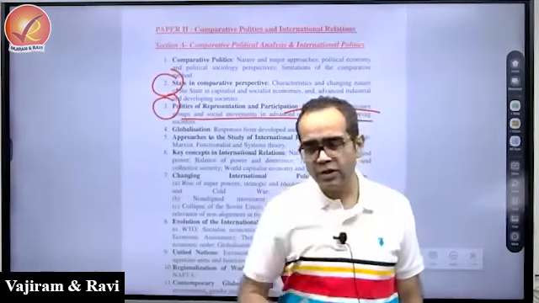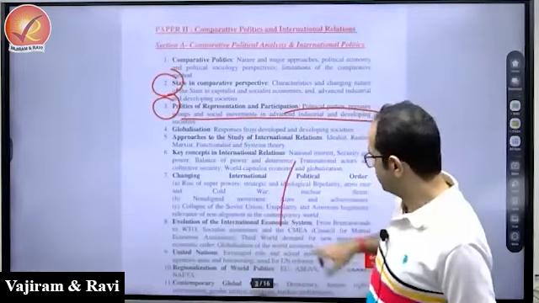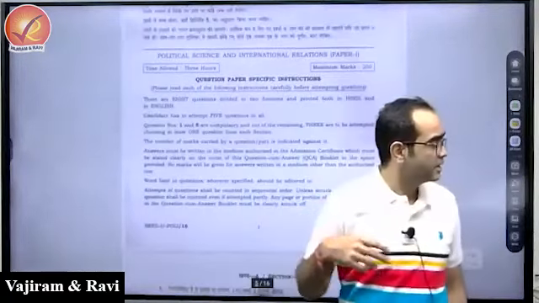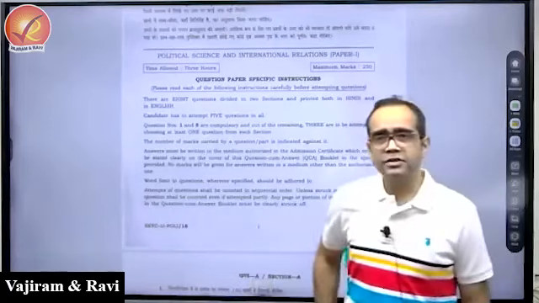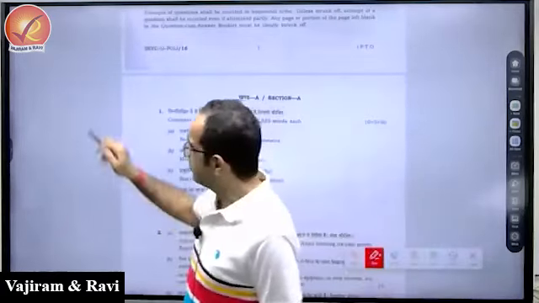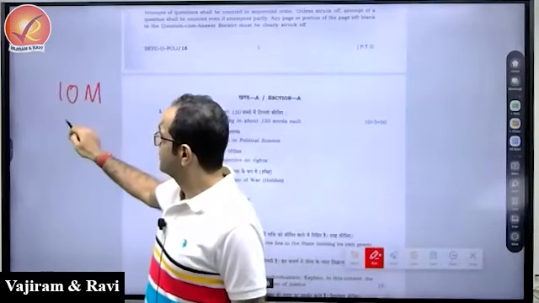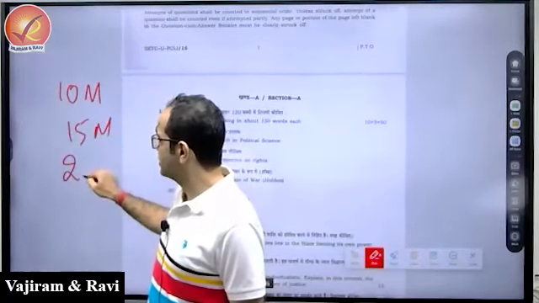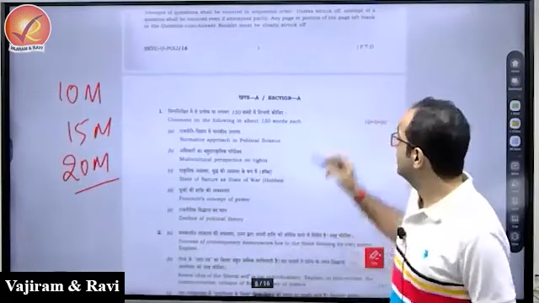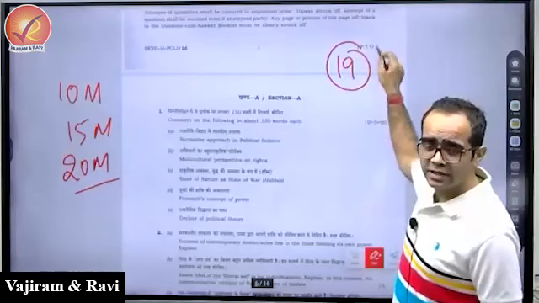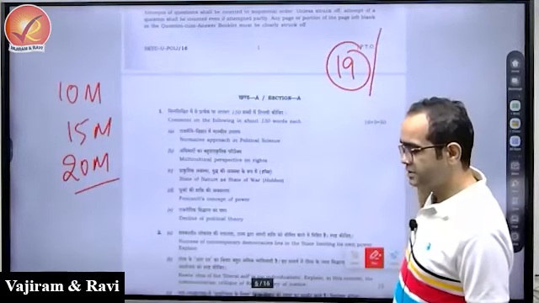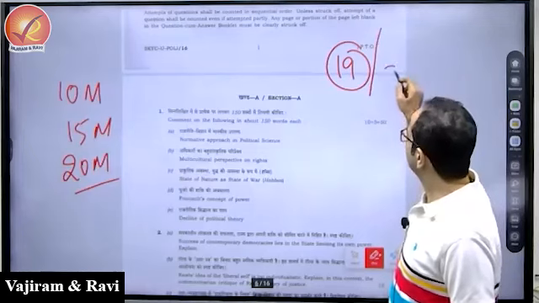By the way, please have a look at the question paper also, this year's question paper. If you see the question paper, please call Iqbal sir. Okay. If you see the question paper, you find here that questions are asked in the form of 10 marks, 15 marks, and 20 marks questions. That's it. Okay. In all, you have to answer 19 questions out of, if I say 8, 10 plus 6, 6, 18, out of the 28 questions.